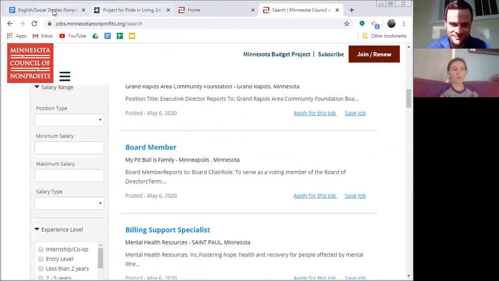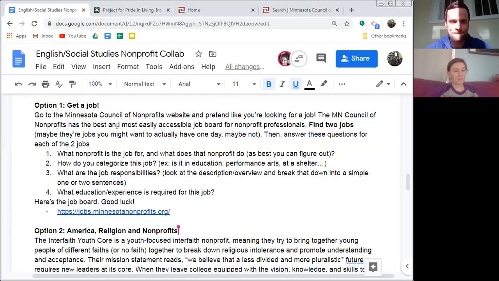So you pick any 2 jobs, doesn't matter what they are, and answer 4 questions for each job. So you pick one, tell me what is the nonprofit, how do you categorize the job, what are the job responsibilities, and what education or experience is required. So for 2 jobs, you answer 1, 2, 3, and 4 twice.